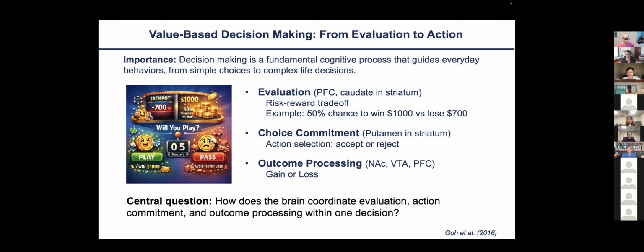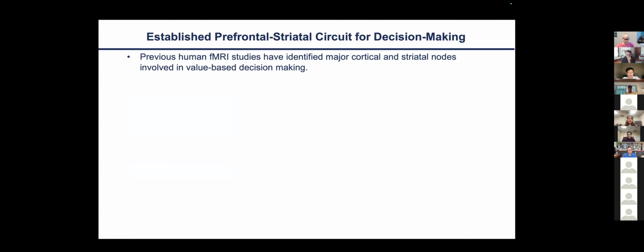Basically, these stages, evaluation, choice commitment, and outcome processing, are processed by different brain regions. The central question here is how the brain coordinates evaluation, action commitment, and outcome processing within one decision. Many previous human fMRI studies have identified major cortical and striatal nodes involved in value-based decision making. It's mainly the prefrontal-striatal pathway.